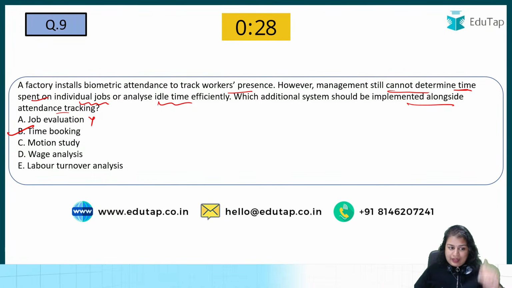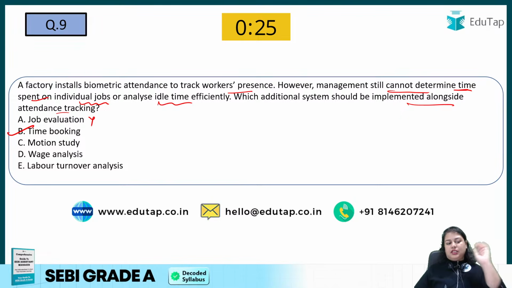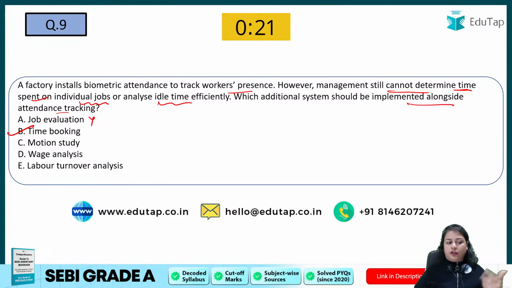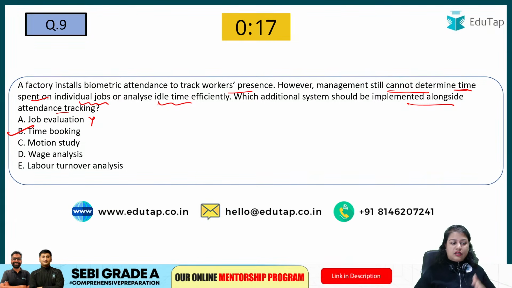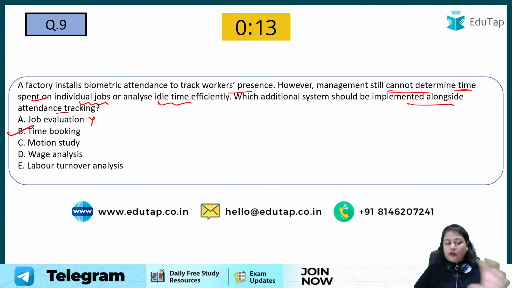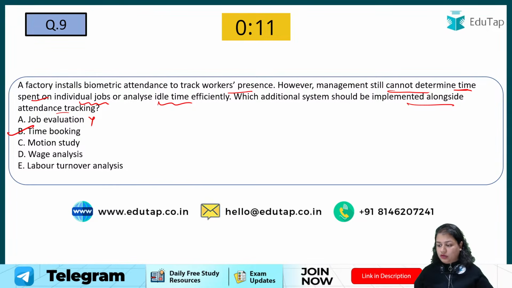Now try, when I have given you so many options, try to read them also, okay, for your exam, that what is motion study, wage analysis, labor turnover, if you don't know. So this is a quick revision also, that if you know these words, then that is good. If for one of the options you feel that you don't know the meaning of this option, then quickly try to read it or ask me here, okay.